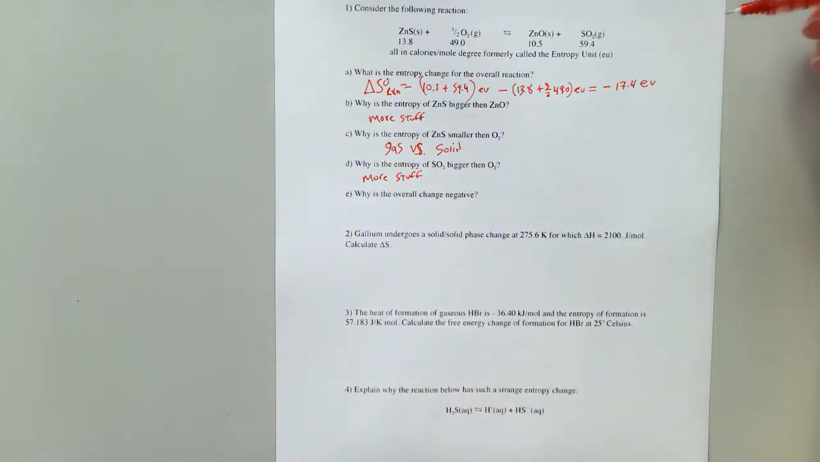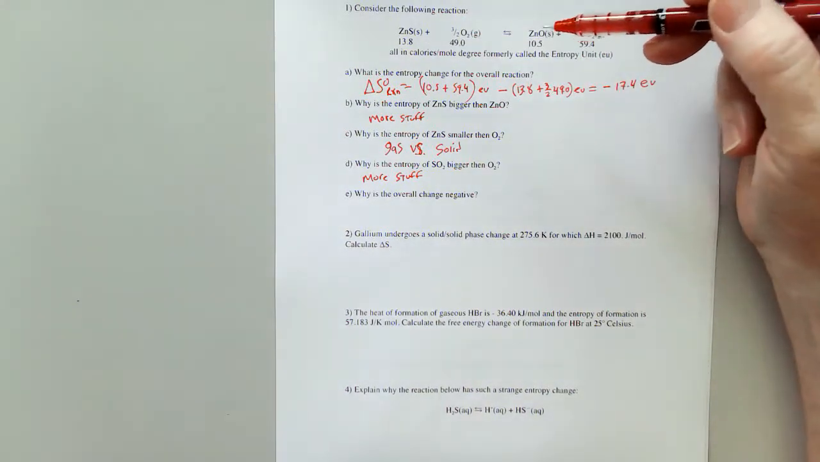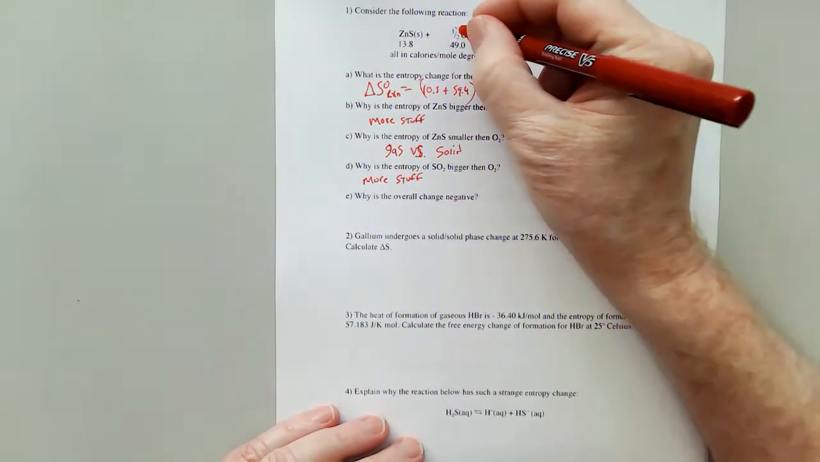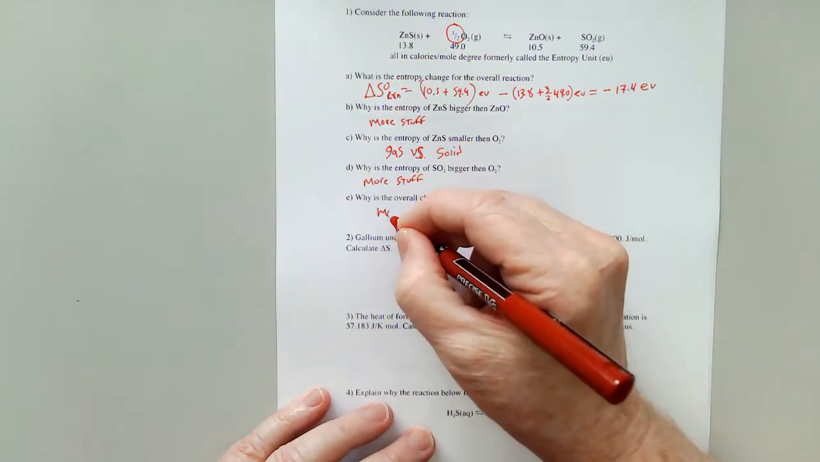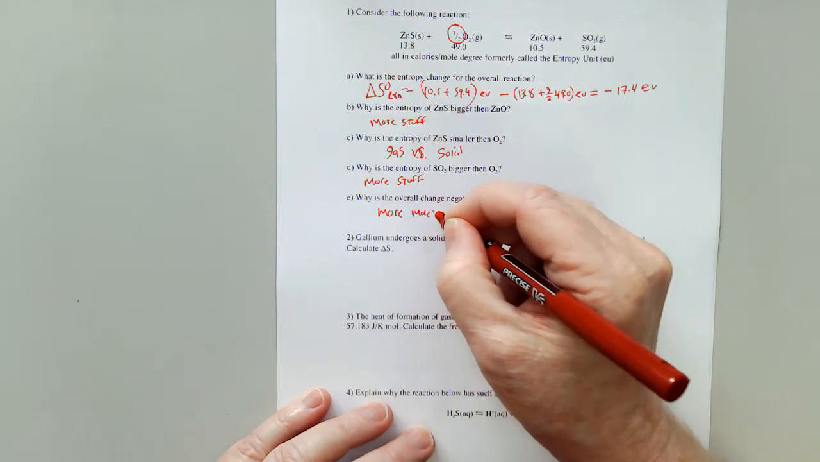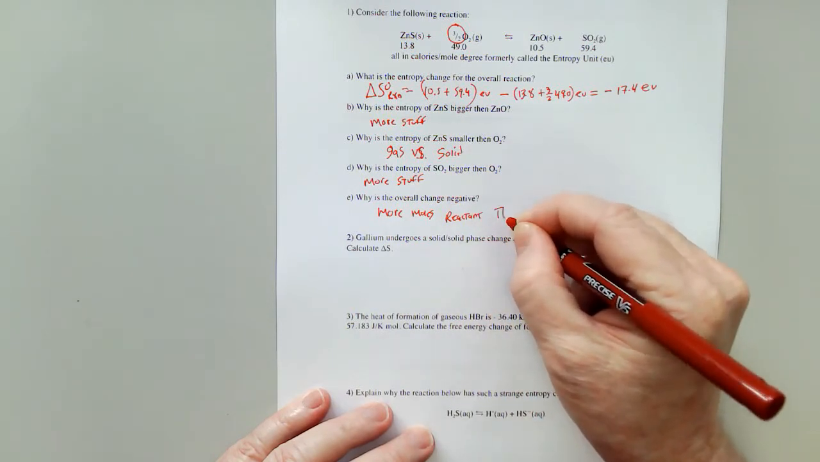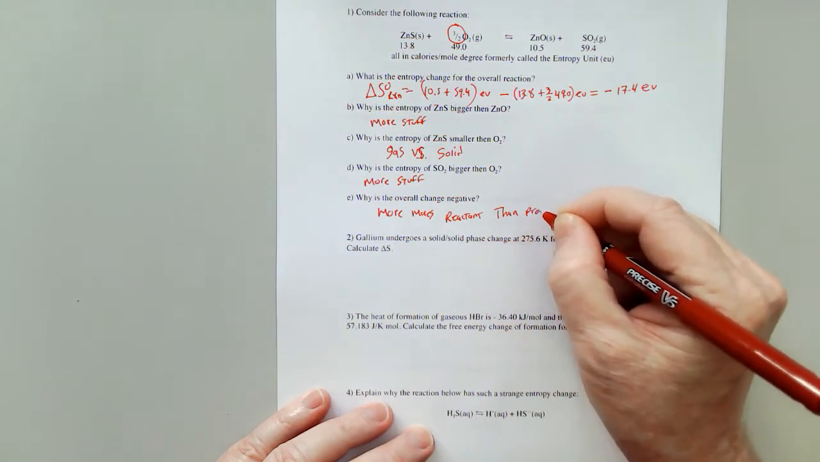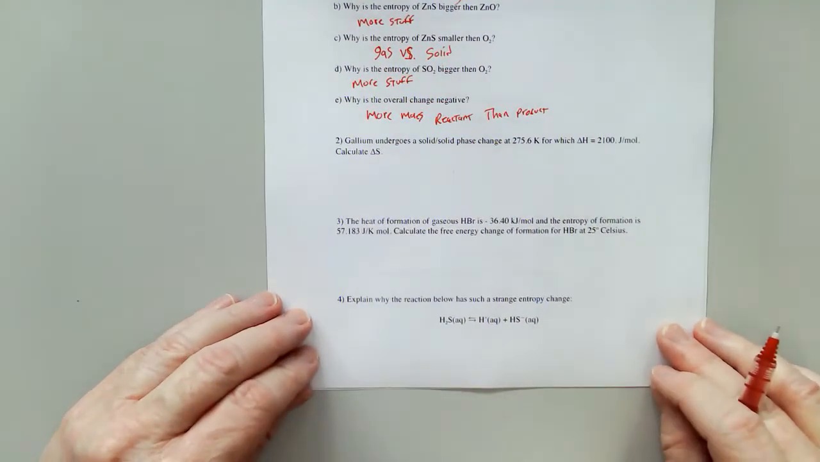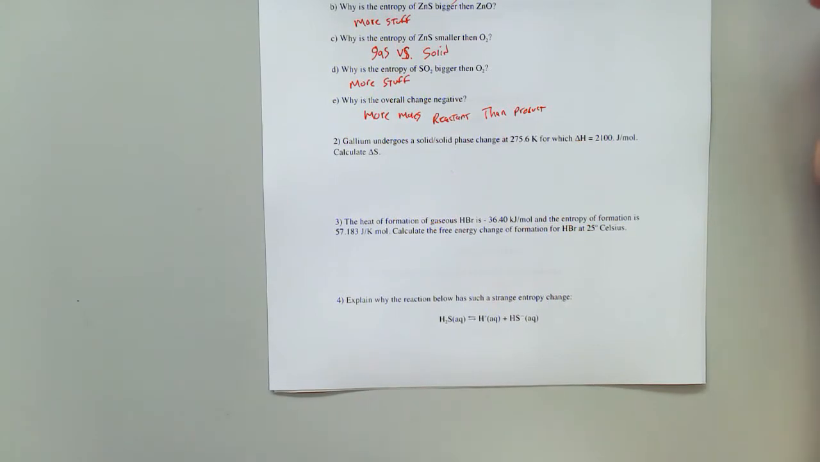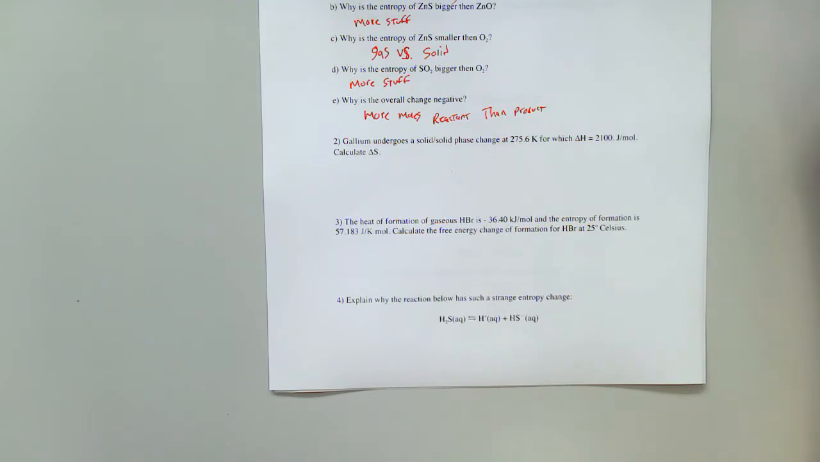Now, the overall change is a negative number. You have solid, solid, gas, gas. But what you have to realize is there's a 3/2 there. You have more moles of reactant than product. So that decrease in the number of moles causes the entropy change to be negative. Okay, that's a good question for conceptual understanding.